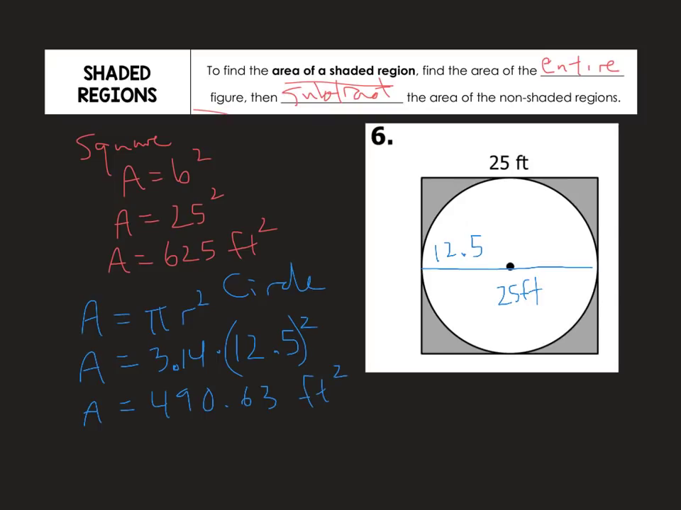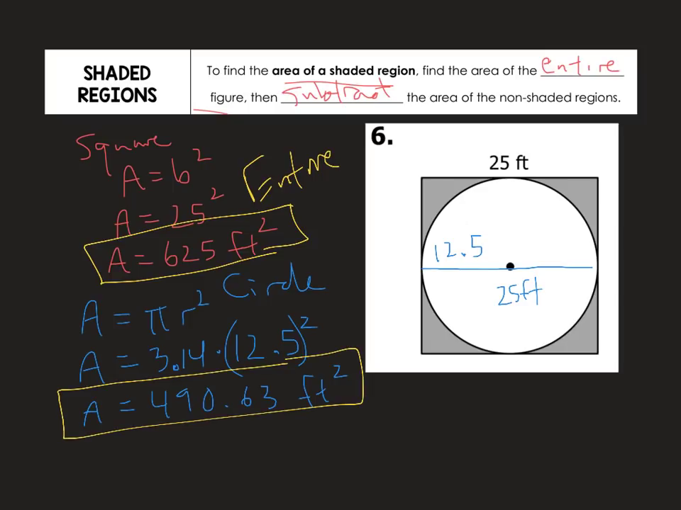So again, I have my area 1. This is the entire figure. This is the part that I sort of don't want. So 625 minus the 490.63 is going to be the area of the shaded region, or A sub S. So 625 minus that last answer is going to give us approximately 134.38 square feet. And that's how we figure out area of the shaded region.